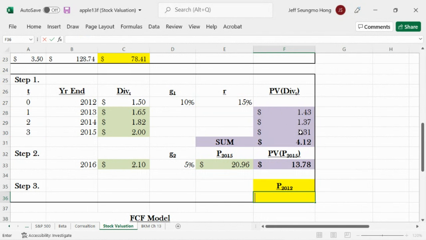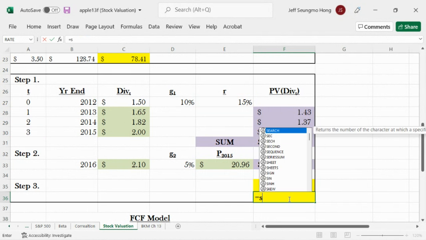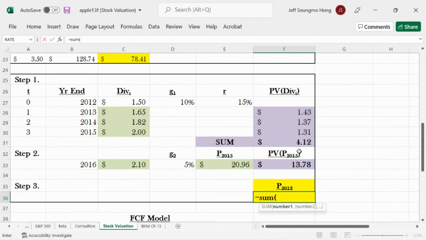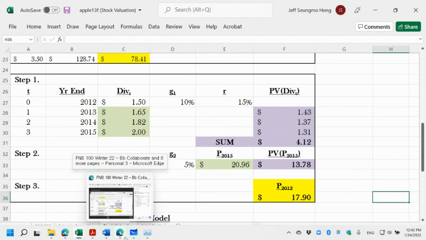So this is the present value of the stock at the end of 2015, and we have the present value of all the dividends from 2013 through 2015. So we must add them up. Here it's the sum of these two numbers, and that's the price of this stock: 17.90.